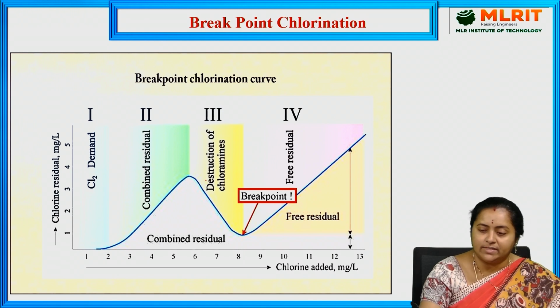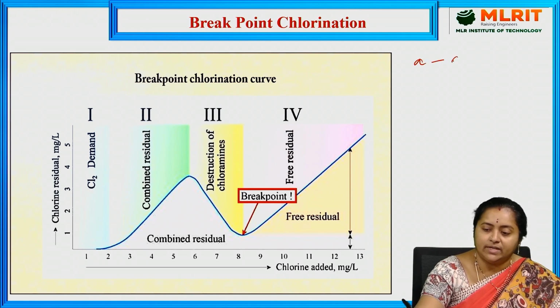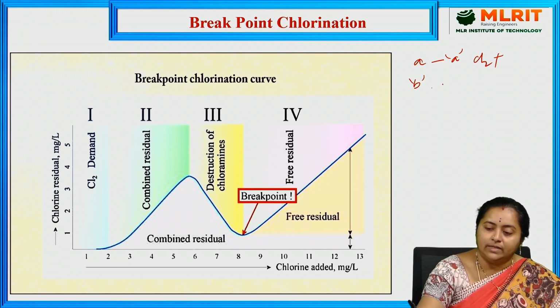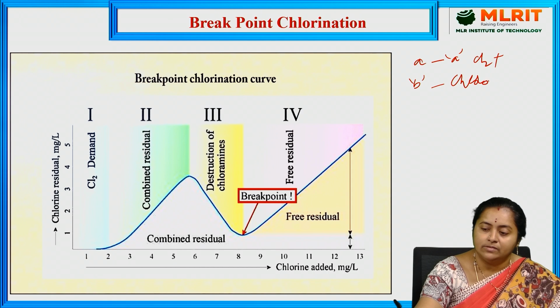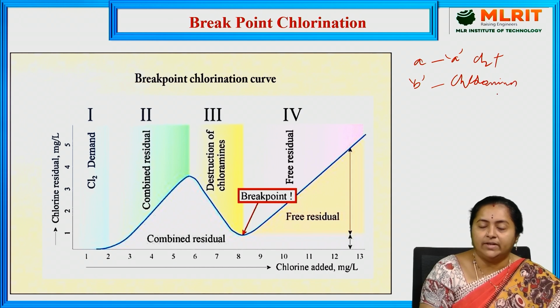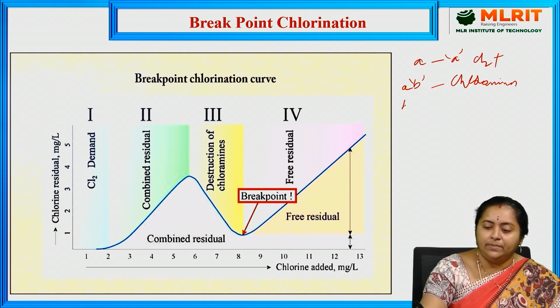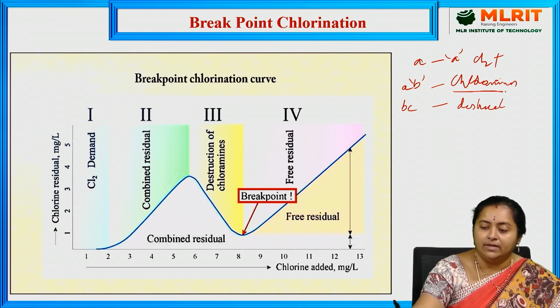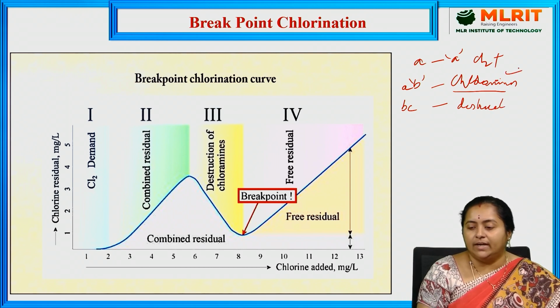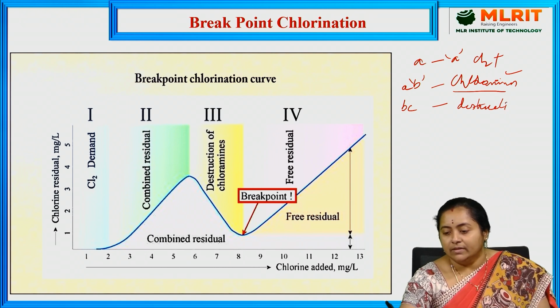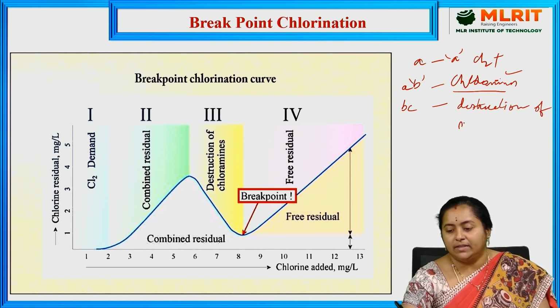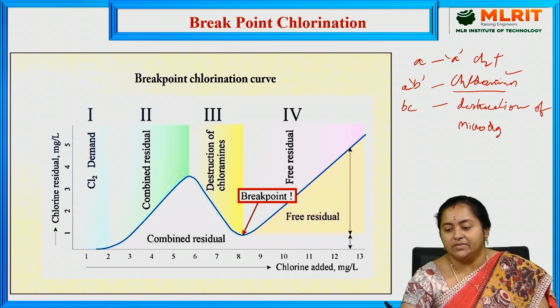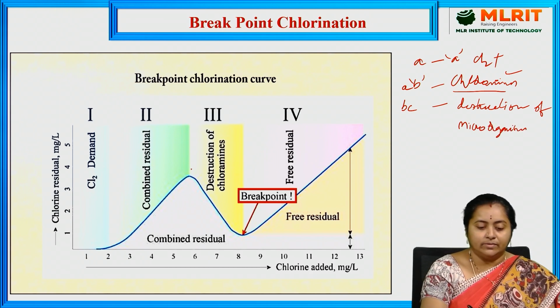That is what we call A. Point A states that A grams of chlorine is added. A to B is nothing but formation of chloramines. Formation of chloramines will take place in the A to B curve. And B to C, we can notice destruction of chloramines. These chloramines act like a germicide, so that they are able to kill the microorganism content present in the water sample. That means disinfection is completed at this B to C point.